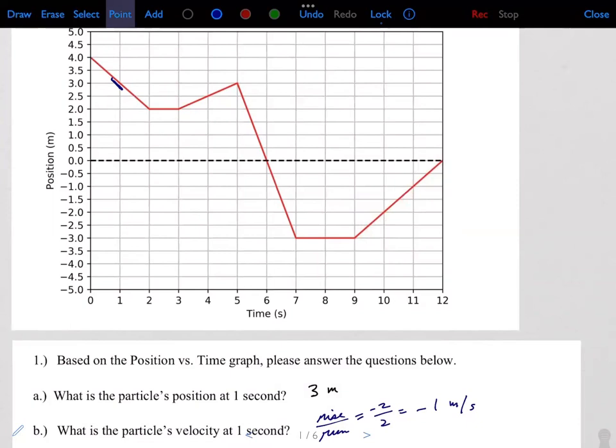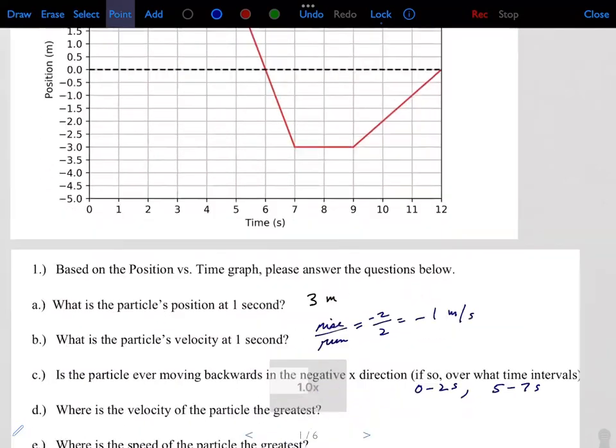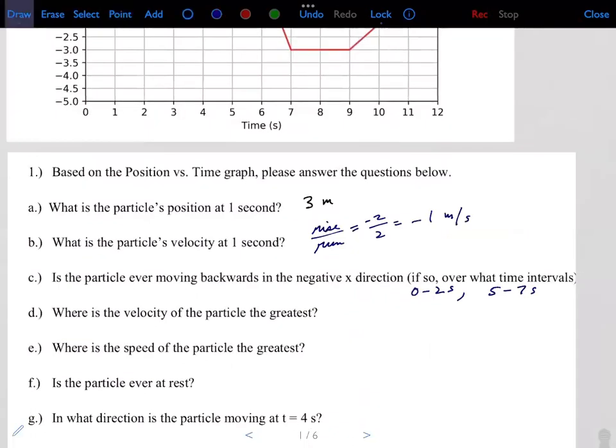Because the velocity is 1 meter per second. So this is going to be from 9 to 12 seconds. And the velocity there happens to be 1 meter per second. That's the greatest. Now, where is the speed the greatest?